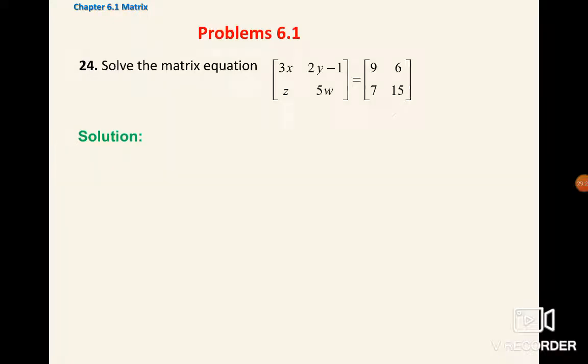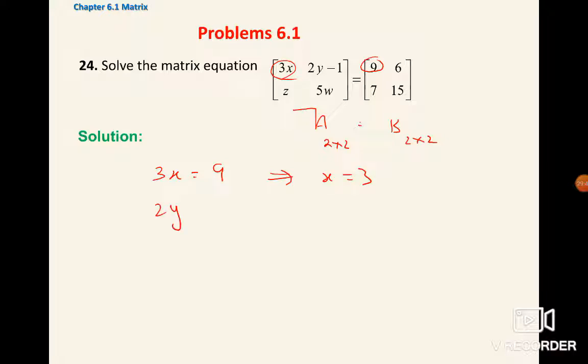And now it is given that two matrices are equal. This is A matrix, this is B matrix. So the sizes are the same. The first matrix is of size 2 by 2. The second matrix also is of size 2 by 2. So the next condition is element wise it should be equal. So 3x should be equal to 9. You will get the value of x as 3.